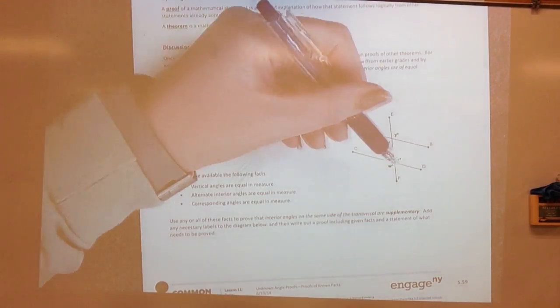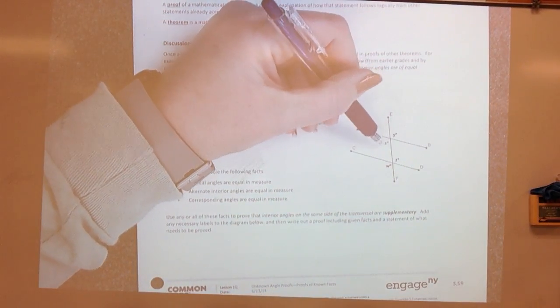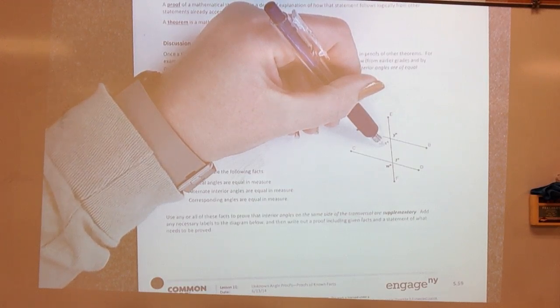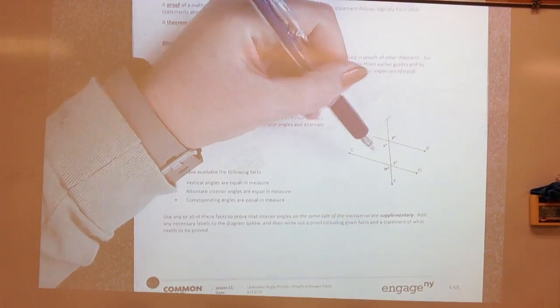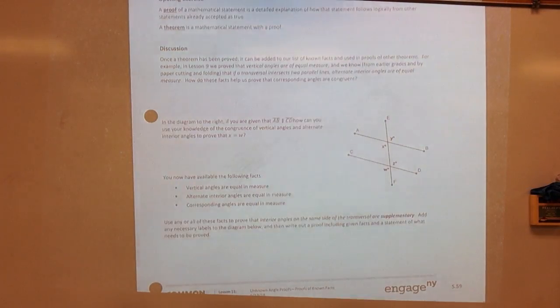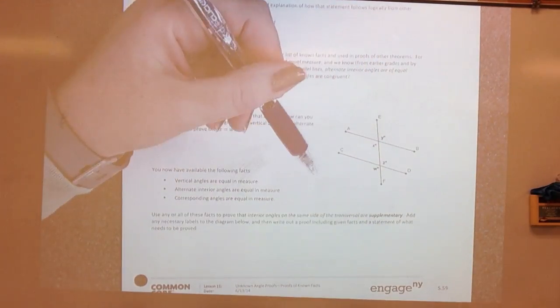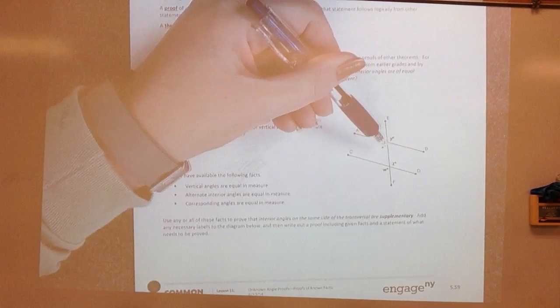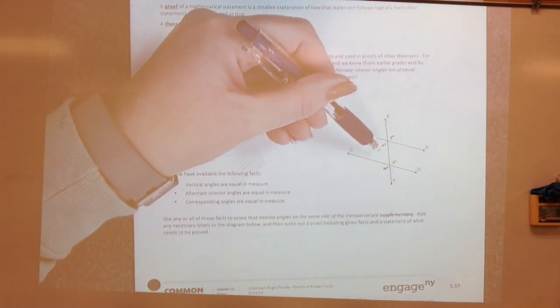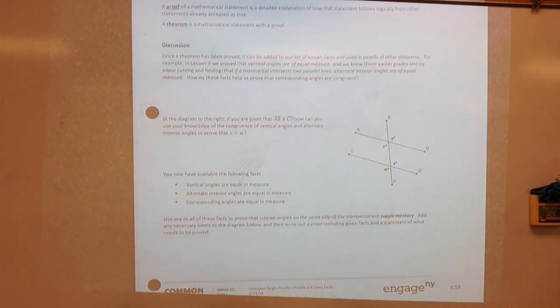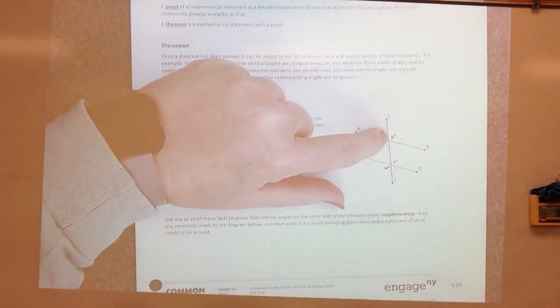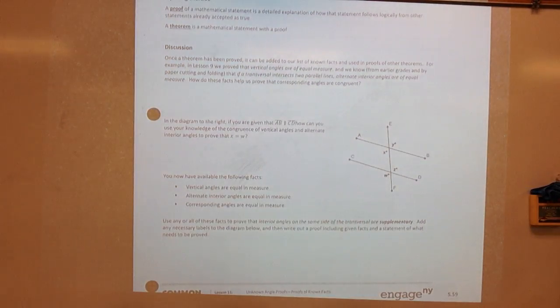Well, if I know that Y and X are vertical angles, then I know that X and Z are alternate interior angles. Because I know that vertical angles are equal, I know that Y is equal to X, and so therefore then I know that X is equal to Z because of alternate interior angles. So then I can look at the relationship between Y and Z, and they are corresponding angles. So therefore now I've proven that they are congruent.